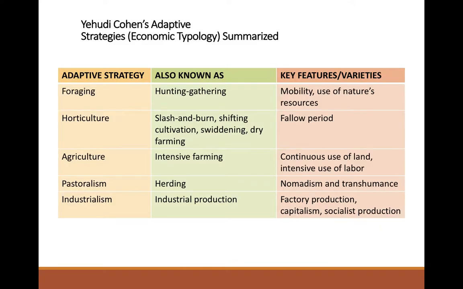And so this table just summarizes the adaptive strategies as put forth by Cohen. We've got foraging, also known as hunter-gathering, where you rely on natural resources, and you've got a high degree of mobility, both spatially and temporally. We've got horticulture, where you rely on slash and burn, shifting cultivation. We've got two kinds of horticulture. We've got swidden horticulture, which is the tropical kind of slash and burn, where the forest will regrow during the fallow periods. We also have what's called dryland farming, which is more of what the ancestral Puebloans did here historically.